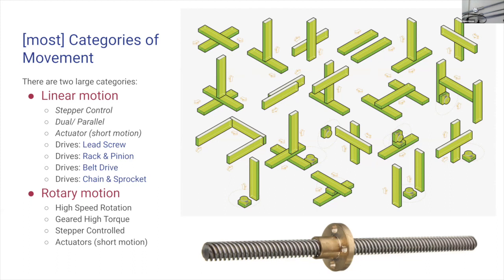Then there are different drive mechanisms. You could have a lead screw to drive things, a rack and pinion, a belt drive, a chain and sprocket. Those are all different ways that you can communicate that linear motion that are a little bit separate from what causes it. There's the thing that causes it, usually a stepper, and then there's the actual way that you communicate that.